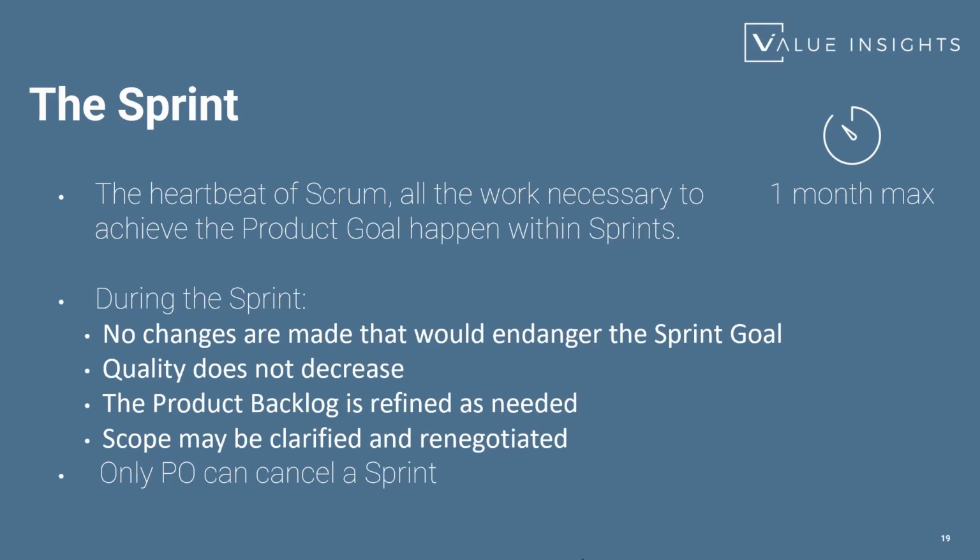Okay, during the sprint, you do not make any changes which will endanger the sprint goal. So the sprint goal is basically 1 or 2 sentences explaining what the Scrum team is trying to achieve for this sprint. The quality of the items produced should not decrease. So we do not make compromises on quality. Product backlog is refined as needed, meaning new items can come to the product backlog at any point in time. And the scope of the sprint can be clarified and maybe renegotiated with the product owner.